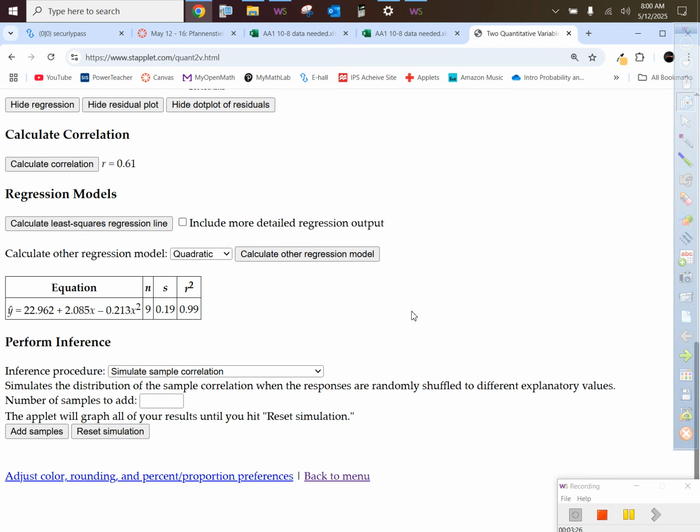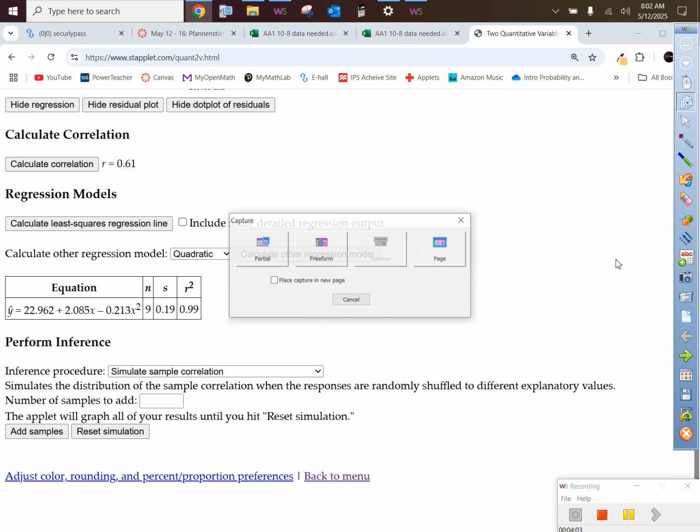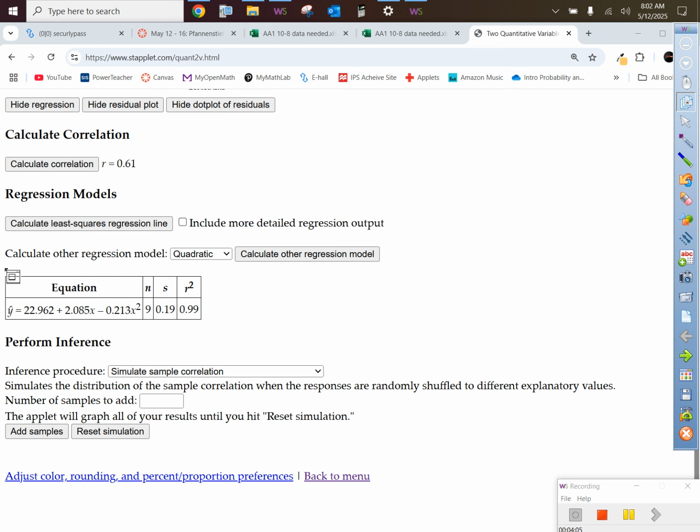So if we scroll down to the equation of this bad boy, we'll put it into our little problem right here. So they say use the applet and the quadratic to find the equation. It was y equals, and then it's just kind of like a little crazy one right here. 22.962 plus 2.085x minus 0.213x squared. I think that's what it was. That's what I have written on paper. I'm going to go snip this out and put it into my deal so we're double checking on it.